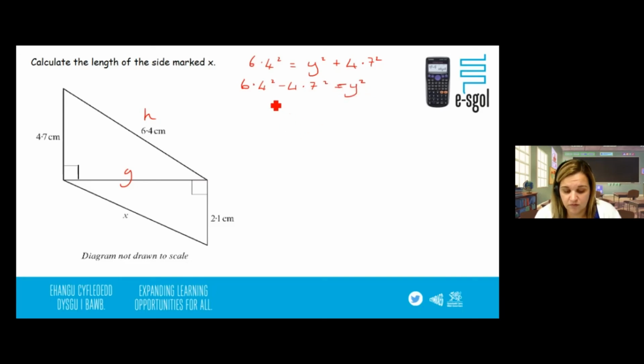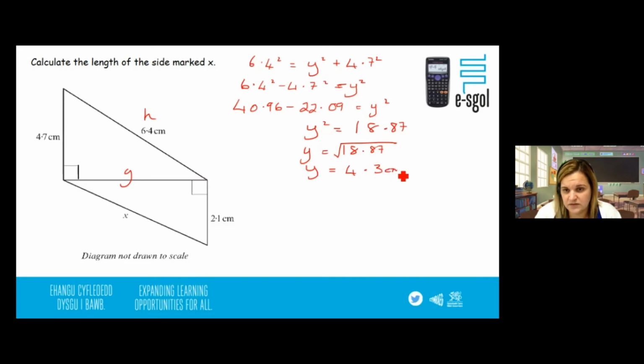And then I'm going to work through that to give you 40.96 take away 22.09. And that will give you a Y squared value of 18.87. Remember, there is that extra step where you have to square root, giving you an answer for that part as 4.3 centimeters to 1 decimal place. So that is now the length Y. I have 4.3 centimeters that I can put onto the diagram and go on to use for the second part here.